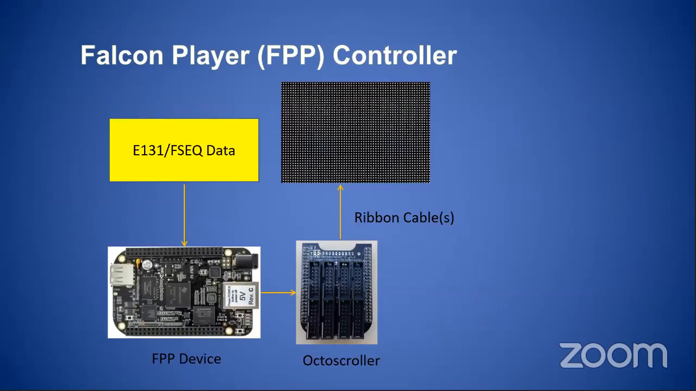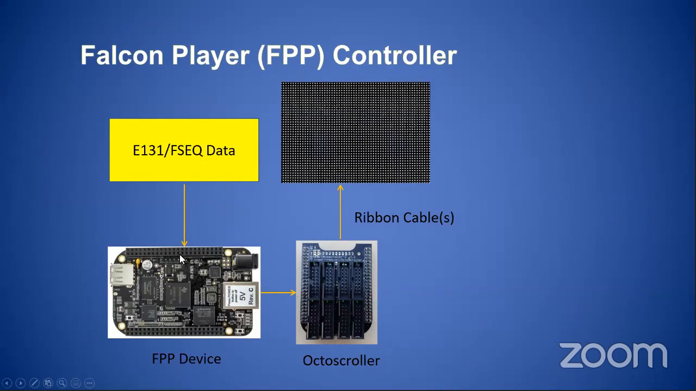Falcon Pi Player, typical setup. You can get, and this will work for the Pi as well, your E131 or F sequence data that comes in. You can also store it on the actual single board computer via the SD card or the eMMC. And then that outputs through the GPIOs to the Octo Scroller or to the Pi Hat, and then out of those ribbon cables into your panels.